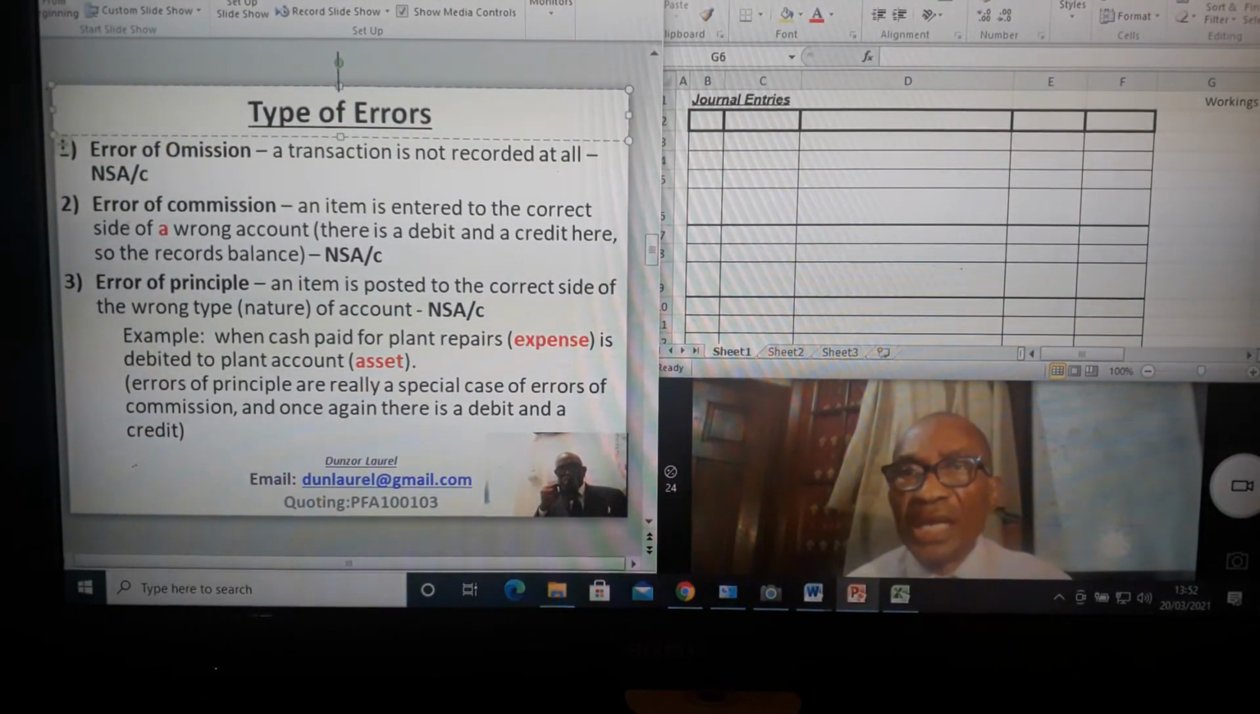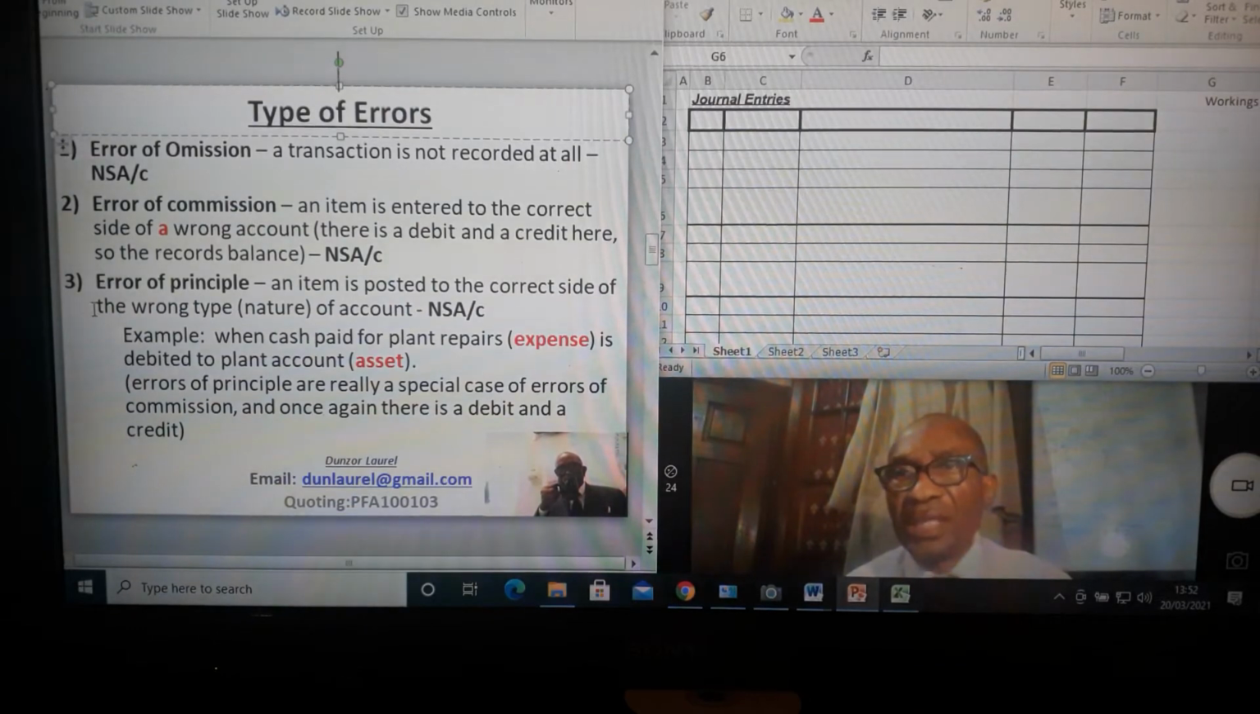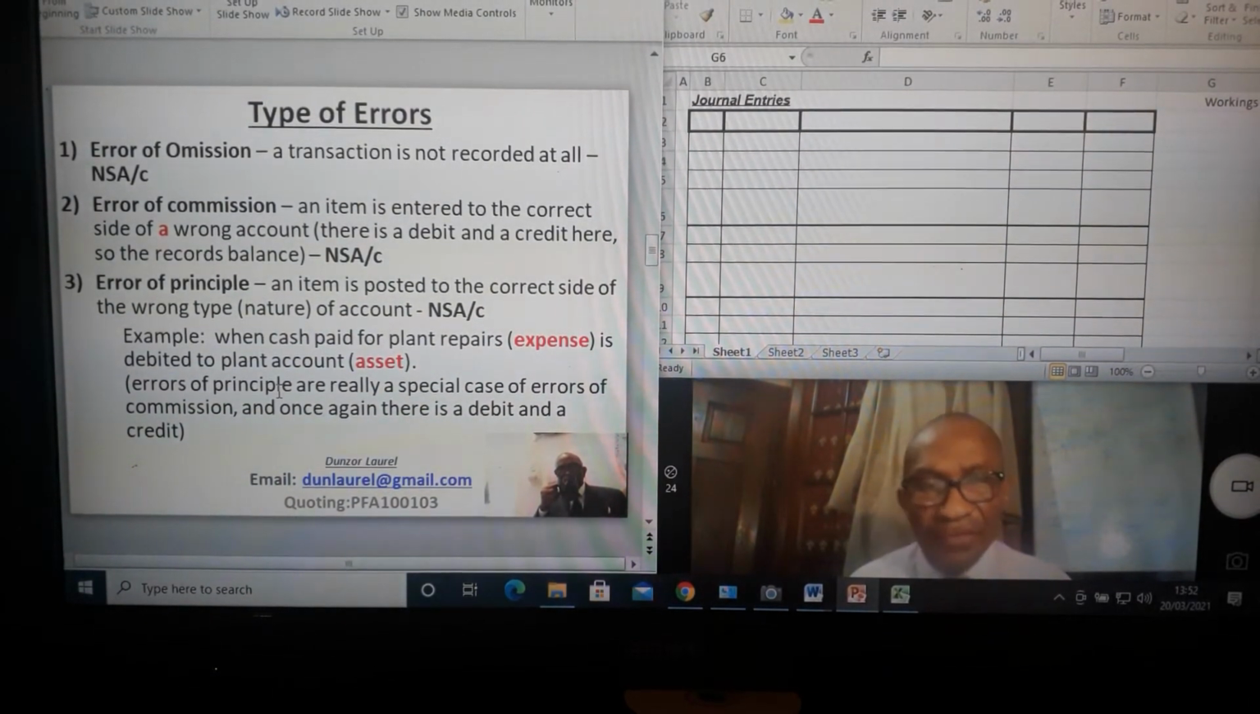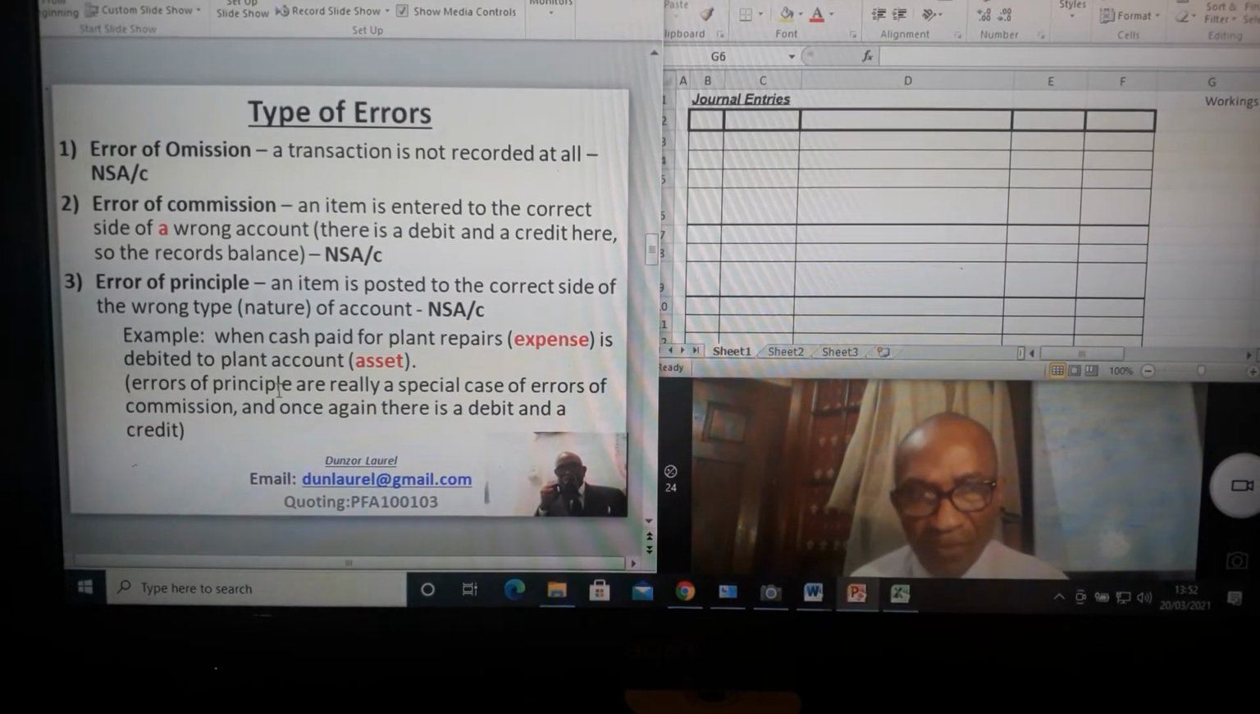The second error is error of principle. Error of principle here, I mean, if you miss out the basic principle of what you are dealing with. For instance, if you repair an asset, and then you debit the asset account instead of the expense account, that's a repair account in the income statement, the principle is wrong.